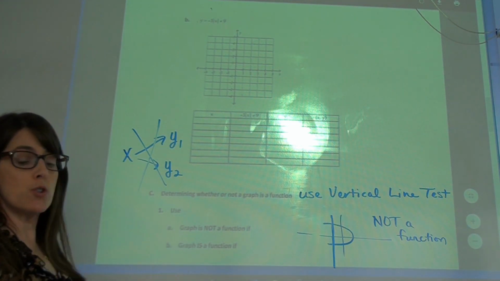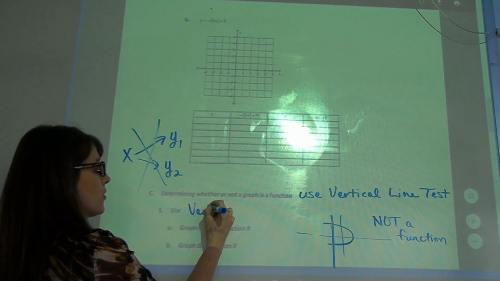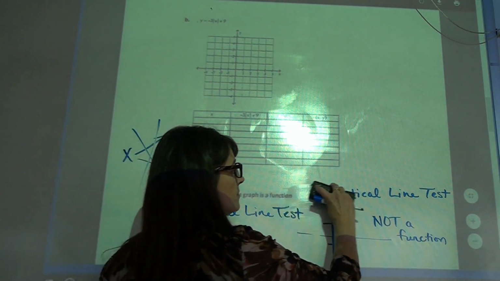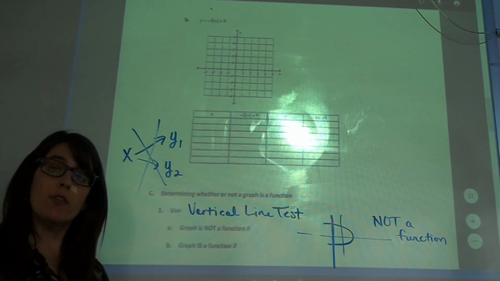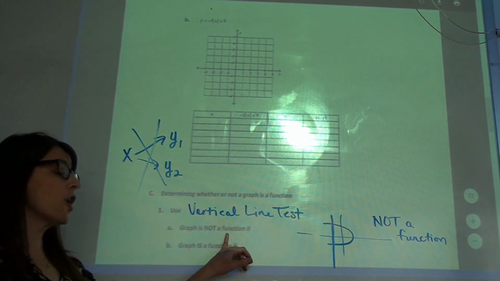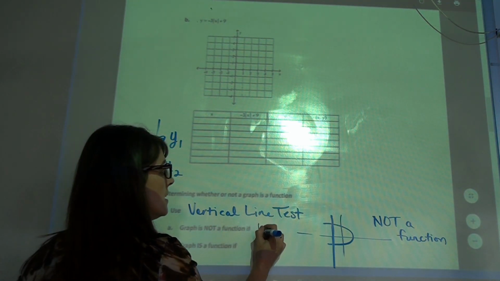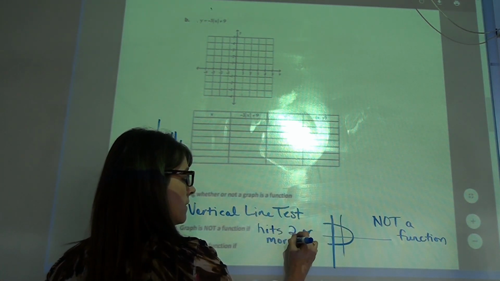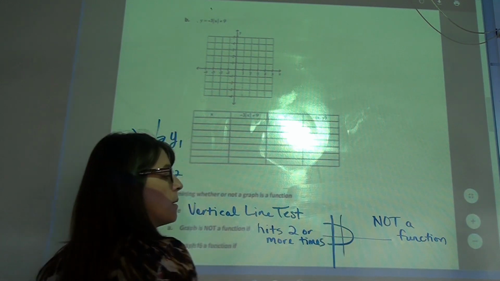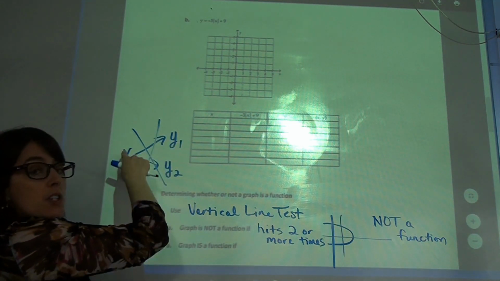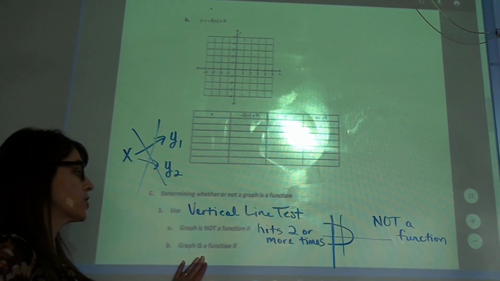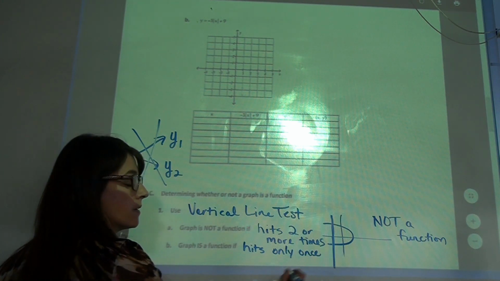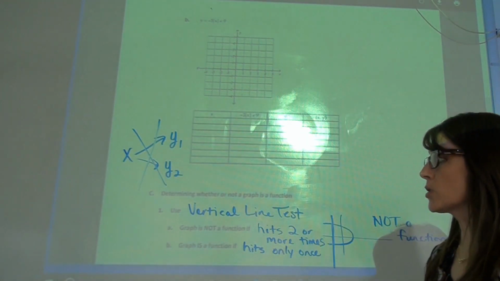So what happens whenever you use that vertical line test? You drop a vertical line through your graph. Your graph is not a function if it hits two or more times. Because if it hits two or more times, you have created this situation right here. The graph is a function if it hits once and only once. So that is how your vertical line test works.